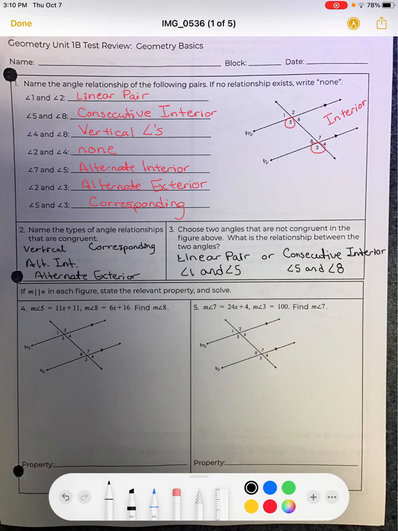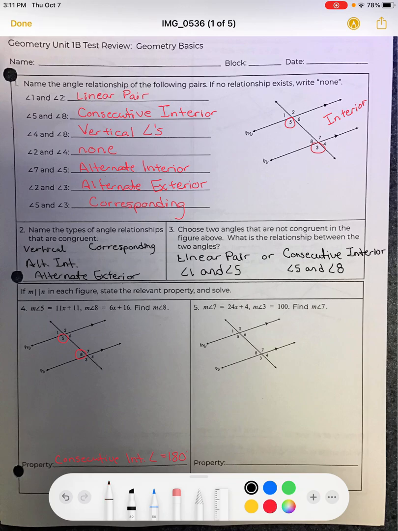Alright, this next section says we're going to name the property, solve for x, and plug it back in. So in this picture, we are looking at angle 5 and angle 8. You'll notice these are on the same side. This is called consecutive interior angles. And consecutive interior angles equal 180 degrees.